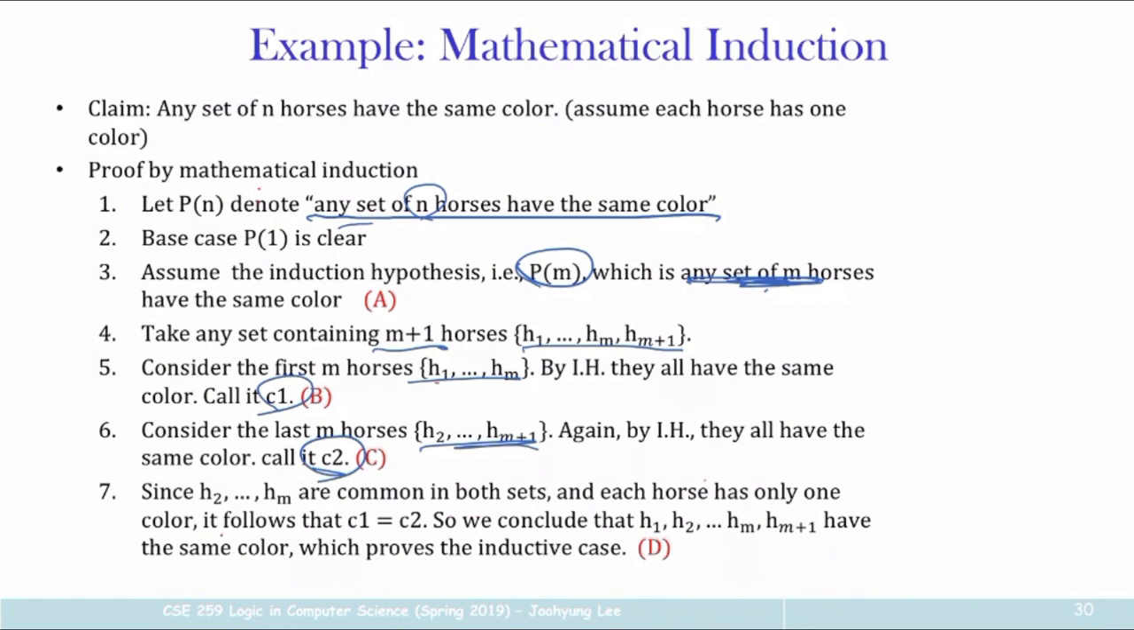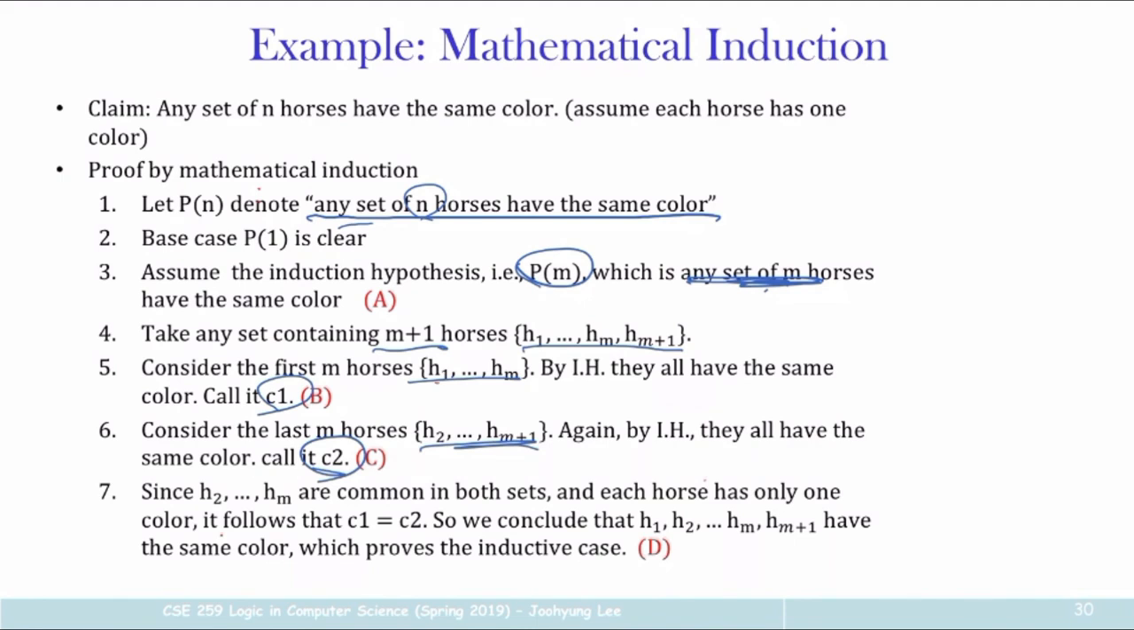If you look at these two sets, they have common horses, H2 to Hm. And each horse has only one color, which means that C1 should be equal to C2. The color of the first set should be the same as the color of the second set because they have the common horses, and each horse can have only one color. So we conclude that all the horses from H1 to Hm plus 1 have the same color. So this proves the inductive case.